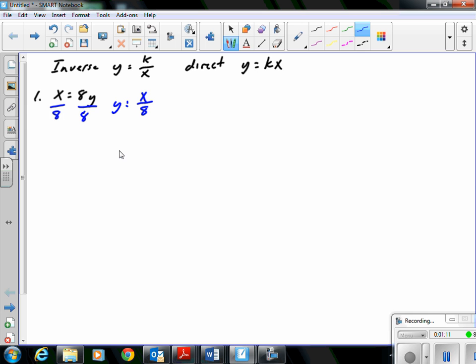And it's actually kind of tricky because if you look at it, you think, well, it doesn't fit direct variation either because it's x over 8. But what you want to look at is that x over 8 is the same thing as 1/8 times x. So then that's going to be direct variation.